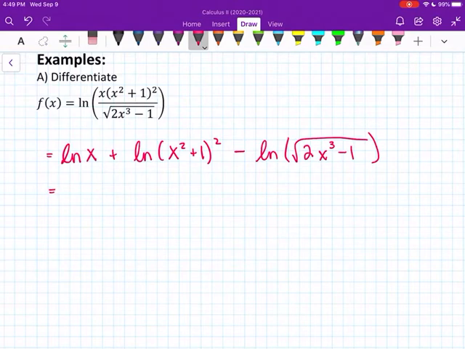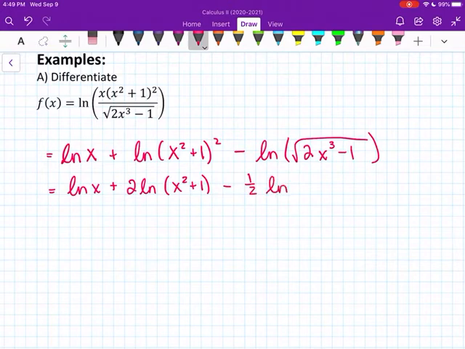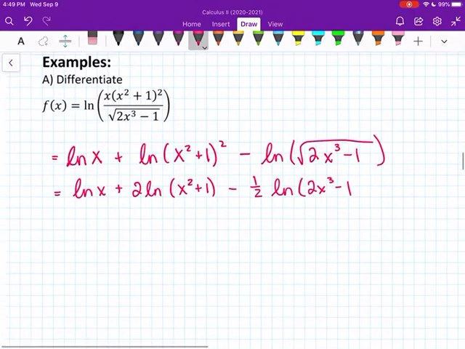And then the next thing I'm going to do is take out those exponents and put them in the front. So on my second term, I have a 2 that I'm going to put out front. So now I get 2 natural log of x squared plus 1. And then that square root is really an exponent of a half, so I'm going to pull that out. So I get 1/2 natural log of 2x cubed minus 1.